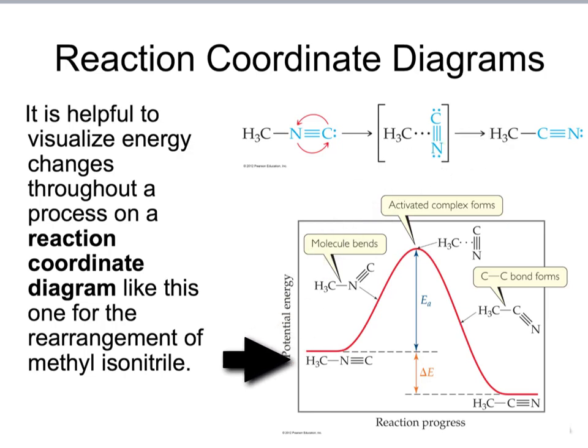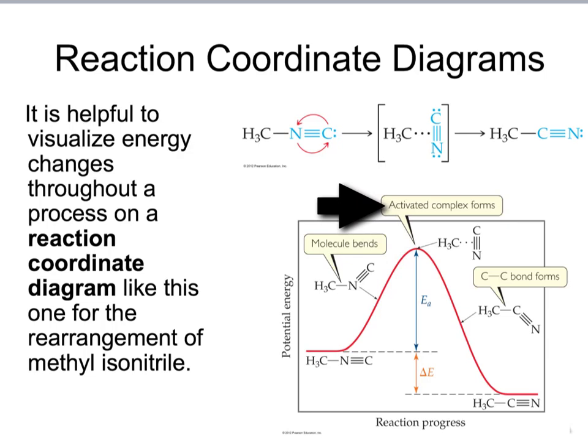So let's look at this reaction coordinate diagram. I have my methyl isonitrile, and ultimately energy is going to be applied somehow. This is going to start to bend. And once I've got enough energy, what do I see happening here? The activated complex is going to form. This is what we're going to call our intermediate step.